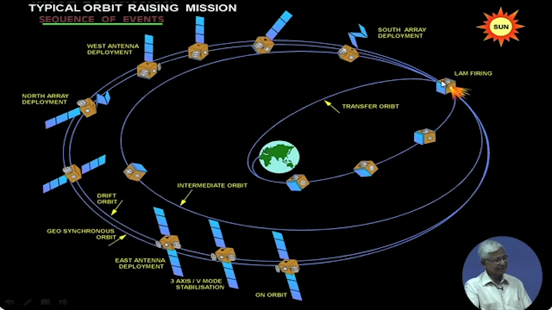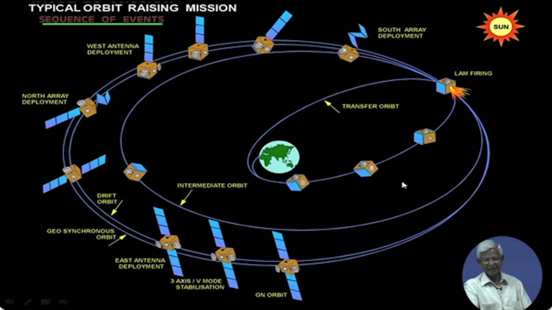So by changing the firing velocity here and changing this velocity, I can change the apogee and perigee height. Here it shows that slowly the apogees are changed, perigees are changed, and the whole thing is made circular. During this process, it starts deploying the other peripherals of the satellite, that is, solar panel deployment, antenna deployment, etc. It goes on. So this is called orbit raising.